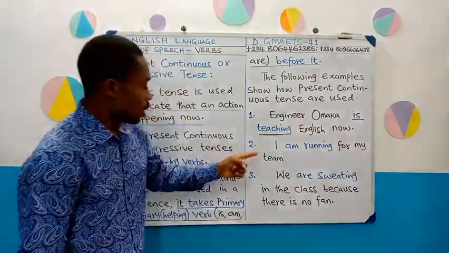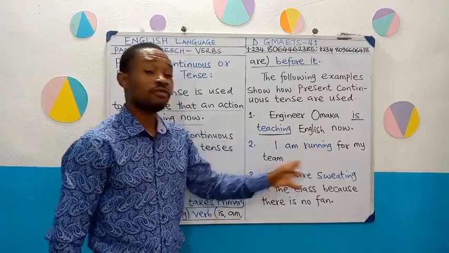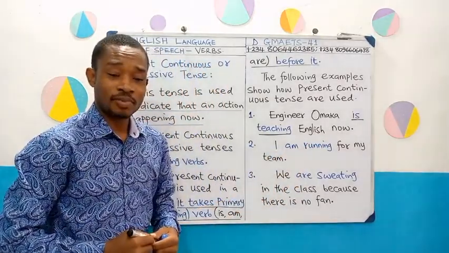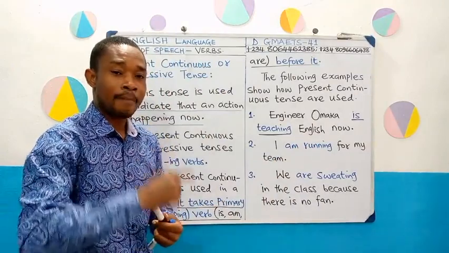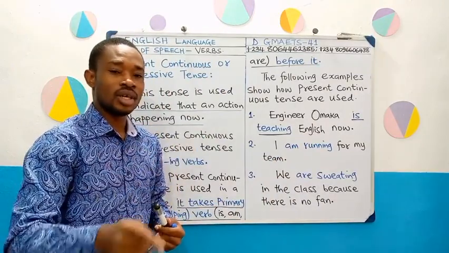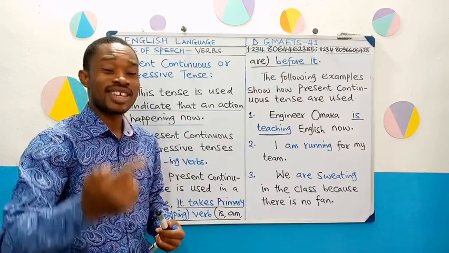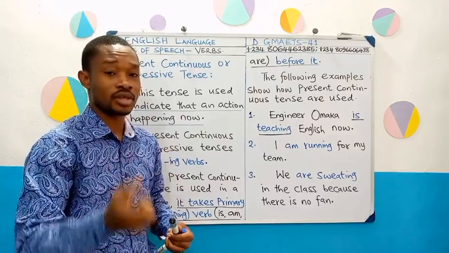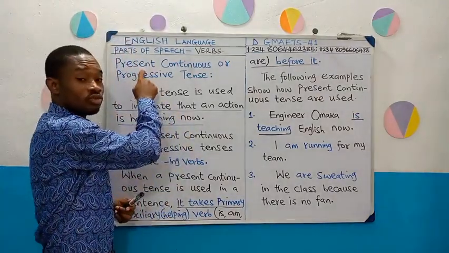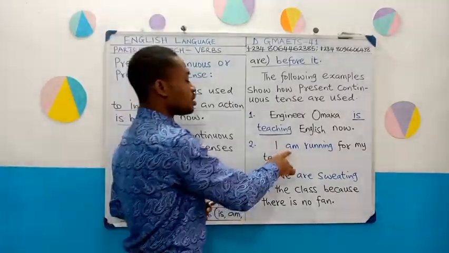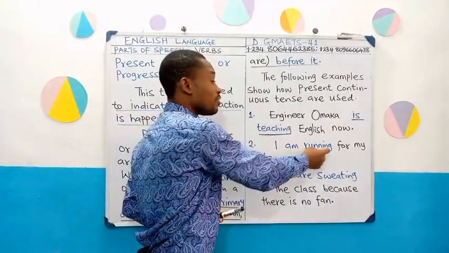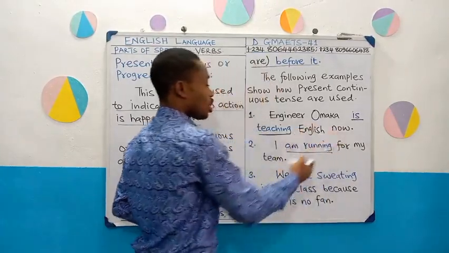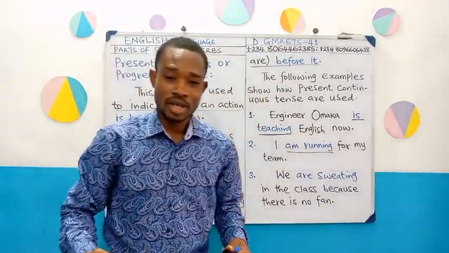Number two, I am running for my team. So what is the present continuous tense there? I'm running. Running alone is continuous tense, which, like I said, in a sentence can be used either as present or past continuous tense. But once again, remember we are learning present continuous tense. So what is the primary auxiliary verb that will come before this continuous tense? The primary auxiliary verb is am. I am running. I'm running.